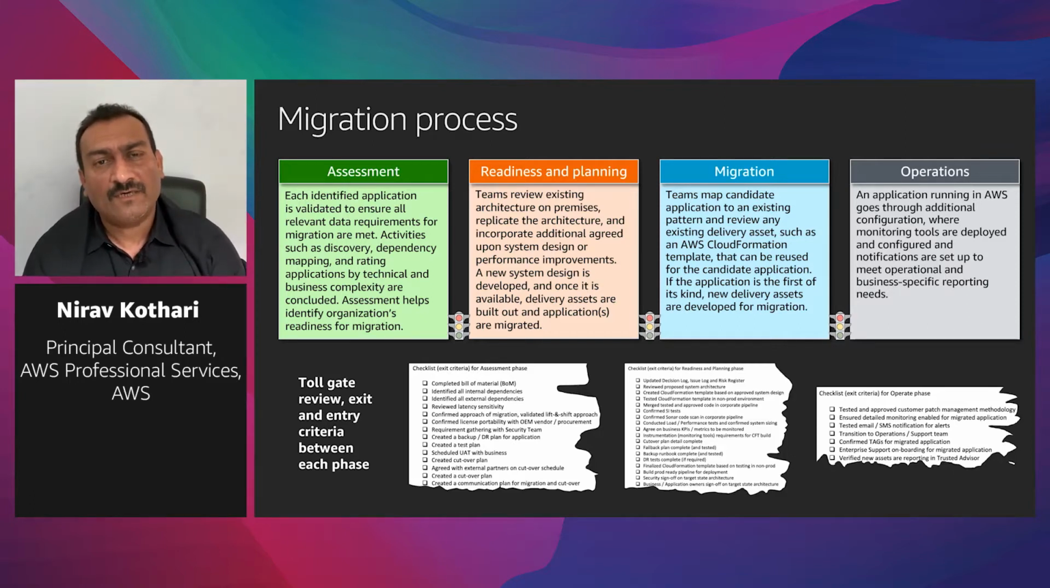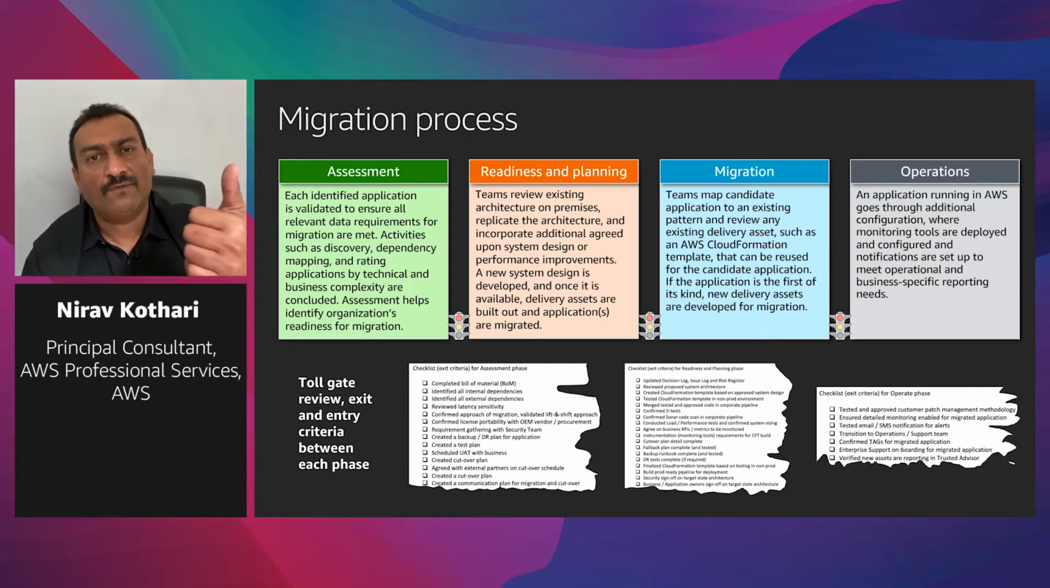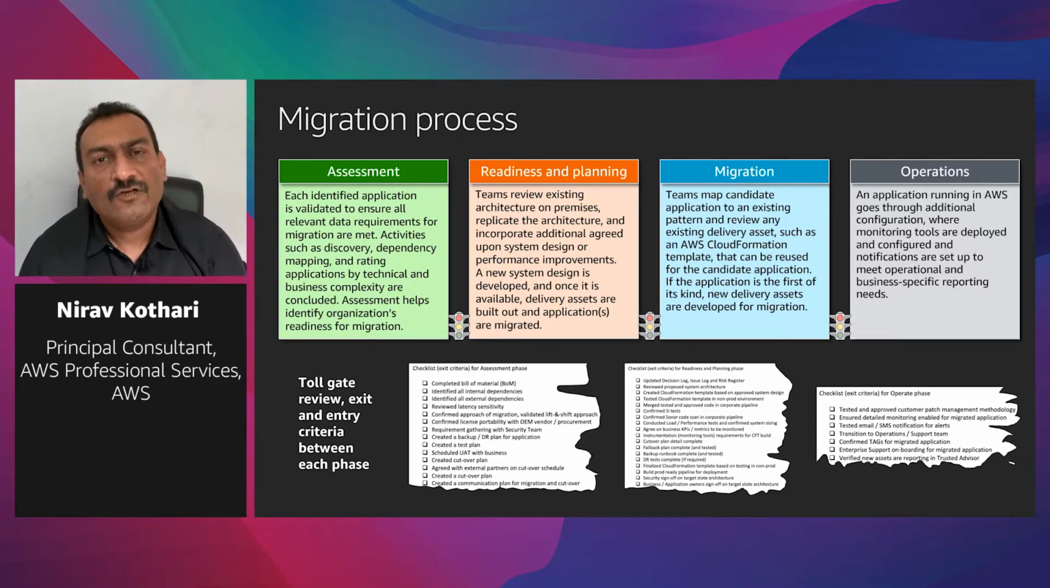When we talk about assessment, we're referring to 2 distinct assessments. The first one is what happens at a portfolio level. You look at your entire data center, or your entire portfolio of applications for a given line of business. The second part of the assessment is looking at an individual application. In this phase, you're gathering all the information that you require to plan a migration of a given workload. What comes after assessment is readiness and planning.